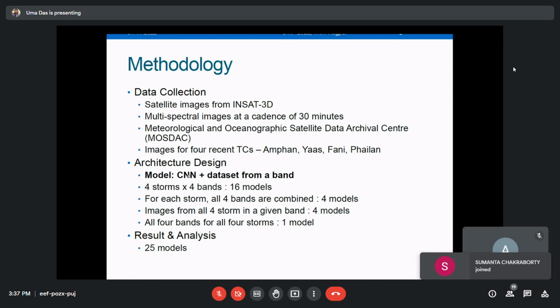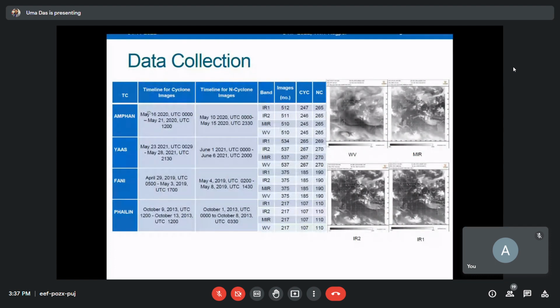So for the architecture, we have developed a CNN. I'll come to that in the next slide. What we are defining is that a model is the CNN plus the data set from a given band. We took 4 storms, like I mentioned, and then we considered 4 bands in the IR region. One is IR 1, 2, which I think is in the infrared region around 2 to 10 microns. So we took 4 bands: IR 1, IR 2, middle infrared, and water vapor.